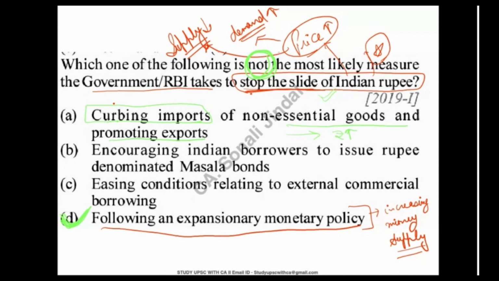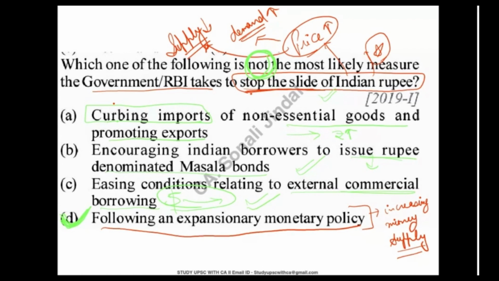Let's read the second statement. Encouraging Indian borrowers to issue rupee-denominated masala bonds. What does it mean? We are increasing the demand for the rupee. Third statement, easing the conditions relating to the ECB. It means dollars will flow into the country. We are increasing the supply of the dollar as compared to the rupee, so it will help to stop the slide of the Indian rupee.